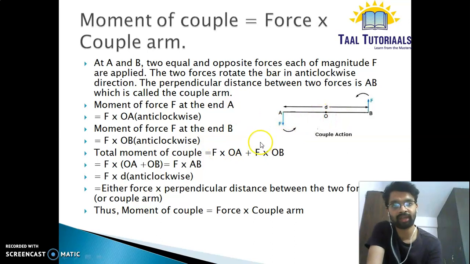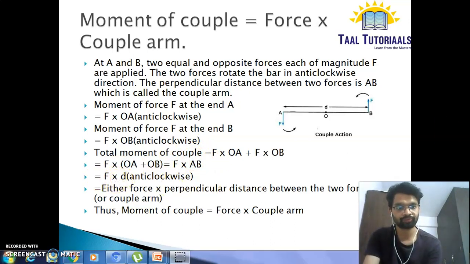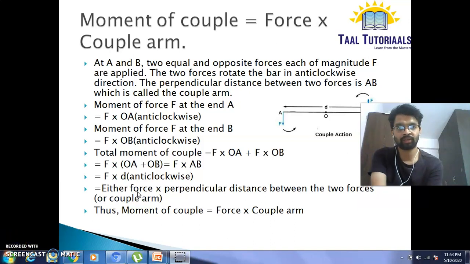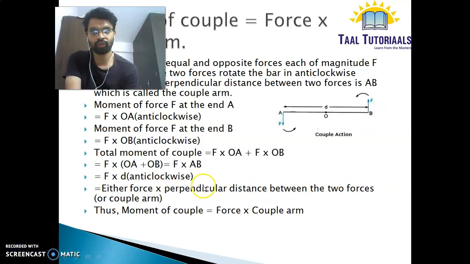So, the total moment will be F into OA plus F into OB. If I take F as common, it becomes F into (OA plus OB), where OA plus OB is AB, that is D. So F into AB, or we can write F into distance, which proves that the moment of couple is equal to either force into the perpendicular distance between the two forces, or the couple arm. Thus, moment of couple is equal to force into couple arm.